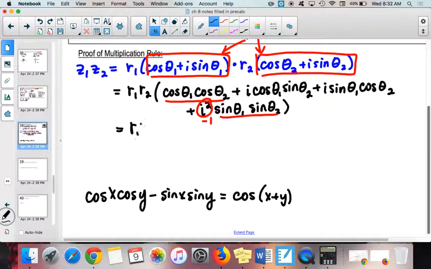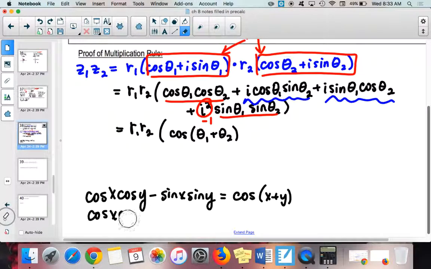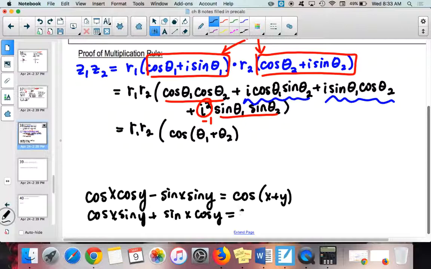So this R1, R2, that part that I underlined in red becomes cosine of x plus y, in other words, cosine of theta 1 plus theta 2. What about the part underlined in blue here? Well, you really want it to be cosine x sine y plus sine x cosine y. Do you guys remember what that was? That was sine of not x minus y, x plus y, right? So it's going to be plus I times sine of theta 1 plus theta 2.